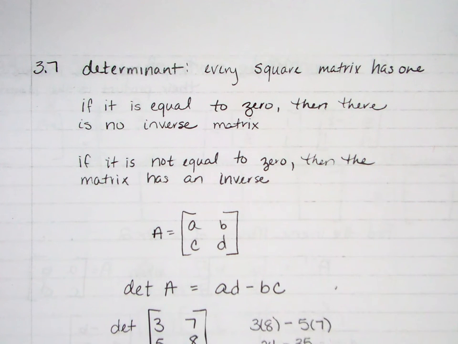When we are looking for determinants, we're looking to see if the matrix does have an inverse, which means we can use it to solve on our calculator. If it doesn't have an inverse, then we need to solve these systems a different way.